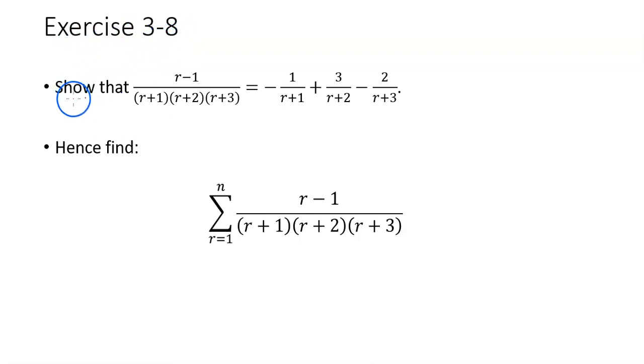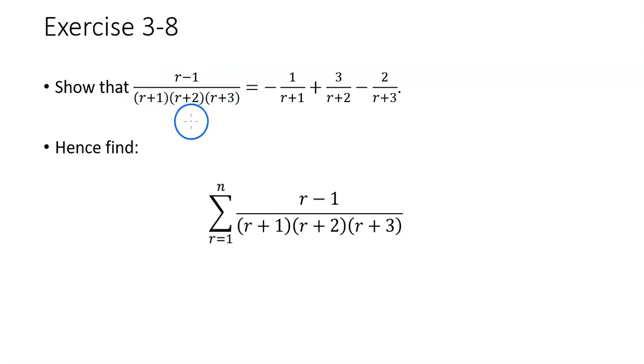Exercise 3.8. Show that (r minus 1) divided by ((r plus 1) times (r plus 2) times (r plus 3)) is equal to negative 1 over (r plus 1) plus 3 over (r plus 2) minus 2 over (r plus 3). And that's fairly easy to do just using our partial fractions decomposition theorem.